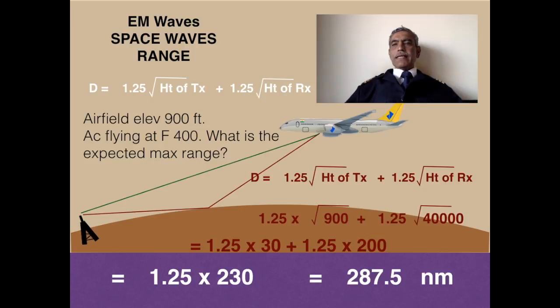Okay, as usual, let us take a numerical example and try to understand this particular formula which I covered. Let us take an airfield elevation at 900 feet, and there is a transmitter located at the airport transmitting a signal, say VHF transmission, and the aircraft is flying at flight level 400, that is 40,000 feet. At what maximum range can he expect to continue receiving the VHF signals?